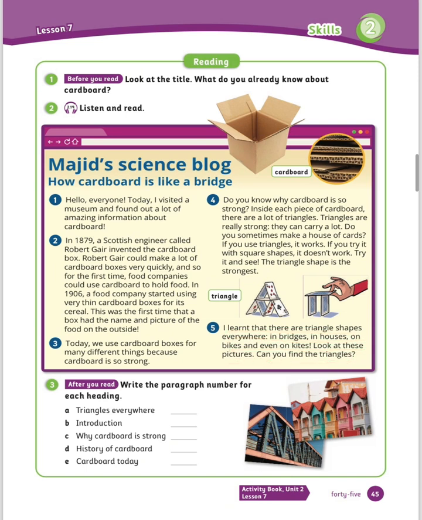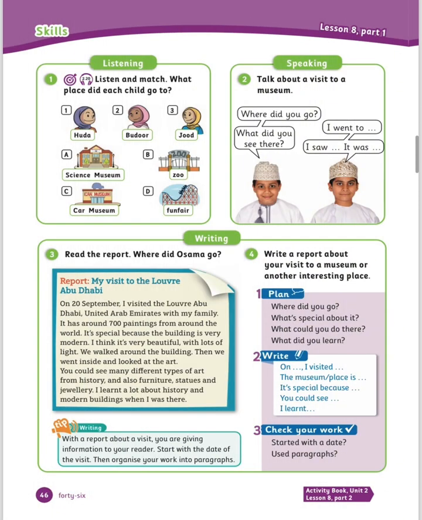Let's see the answers. A. Triangles everywhere. Number 5. B. Introduction. Number 1. C. Why cardboard is strong. Number 4. D. History of cardboard. Number 2. E. Cardboard today. Number 3.